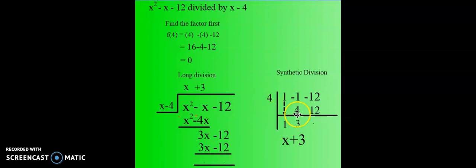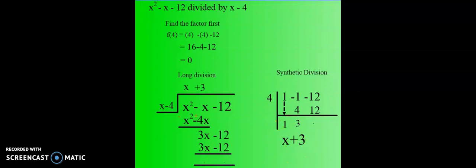4 multiplied by 1 gives me positive 4. The difference between negative 1 and 4 is 3. 4 multiplied by 3 is 12. The difference between 12 and 12 is 0. Remember, I'm dividing by x, so my exponents drop by 1. So 2 becomes 1, and 1 becomes 0, because 1 minus 1 is 0. X to the power of 0 is 1, so it will be 3 times 1, which is 3. So my answer here is x plus 3.